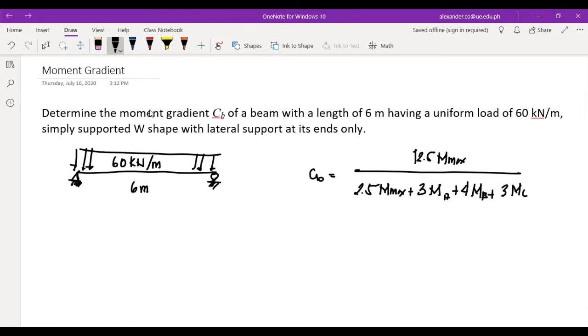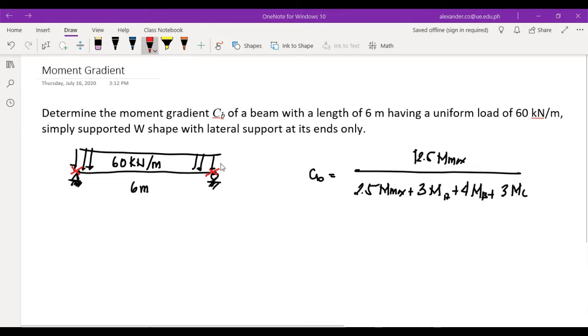The problem still says a simply supported W shape with lateral support at its ends only. It has reaction supports, and lateral support at both ends only. So, what was the C sub B we studied previously? When it's a uniform load, if you recall from my previous lecture, its C sub B should be 1.14. So, we will prove that C sub B is 1.14.